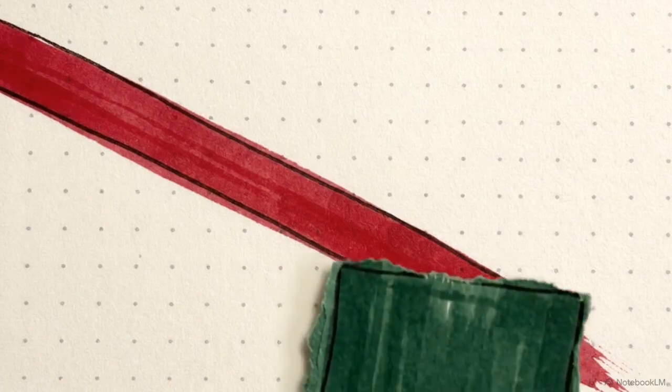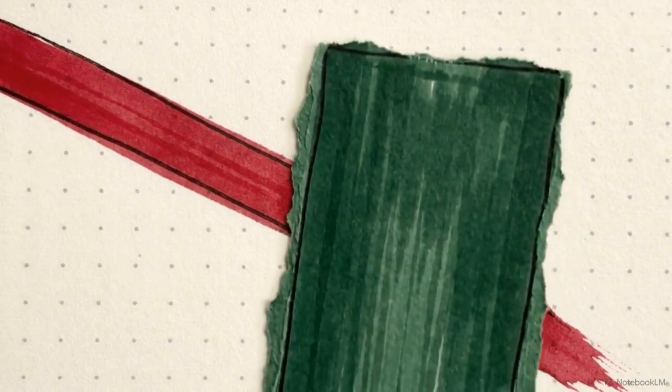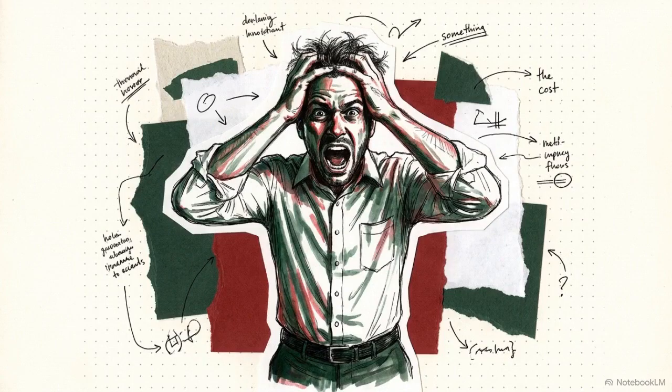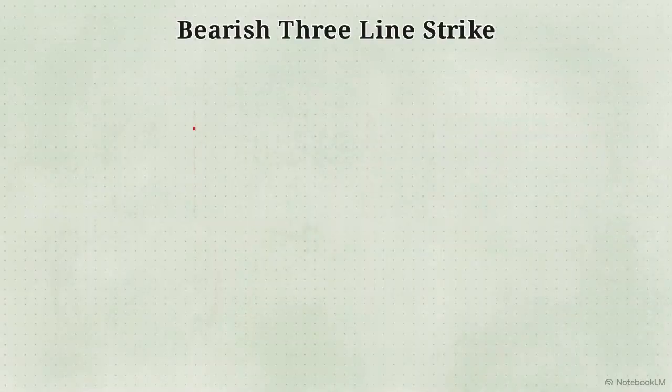A market can move downward with total predictability for several days, only for the price to suddenly scatter. It leaves thousands of traders trapped as the momentum flips. This is the bearish three-line strike.